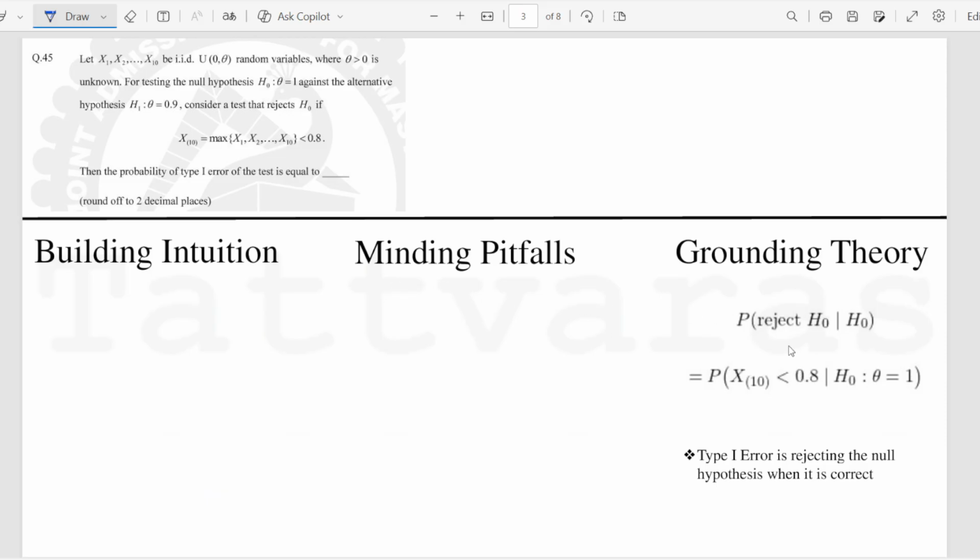Now, let's start with theory. So what's type 1 error? It's rejection of null hypothesis when the null hypothesis is actually true. This is what the notation means. So when this condition is happening, that is when the null hypothesis is being rejected. So it just translates to this.